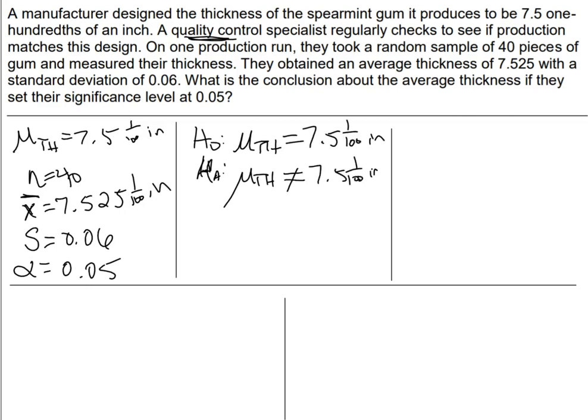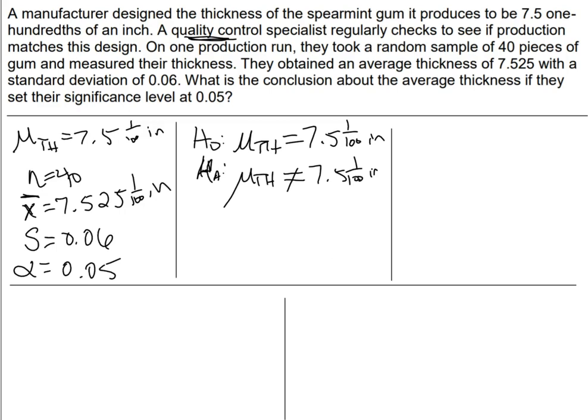Okay, this is the right configuration. Think about what this quality control specialist is going to naturally believe until the data convinces them otherwise. That's what goes in the null hypothesis. This quality control specialist is going to approach the process believing that the machines are producing an average thickness of 7.5.